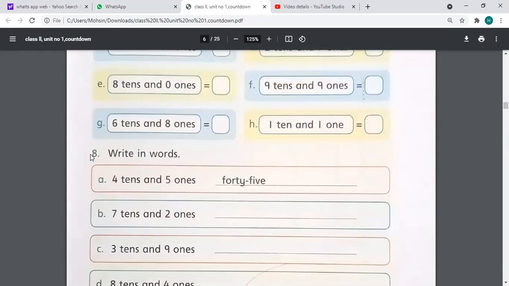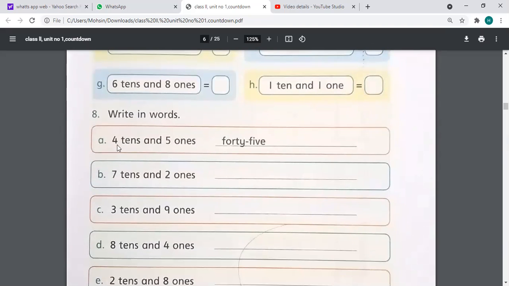Now, question number 8, write in words. 4 tens and 5 ones. We know when we write them together, it becomes what? 45. And you write them in words. Words means you have to write in alphabets A, B, C, D. So you have to write the spelling of 45.